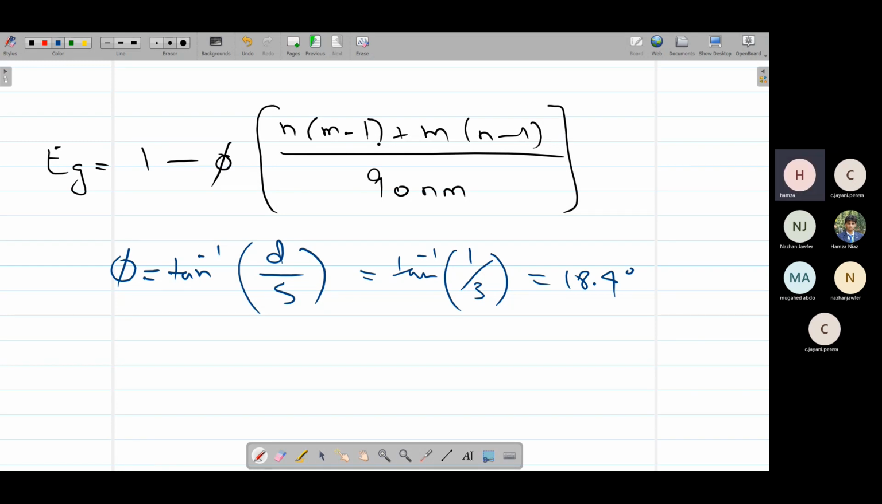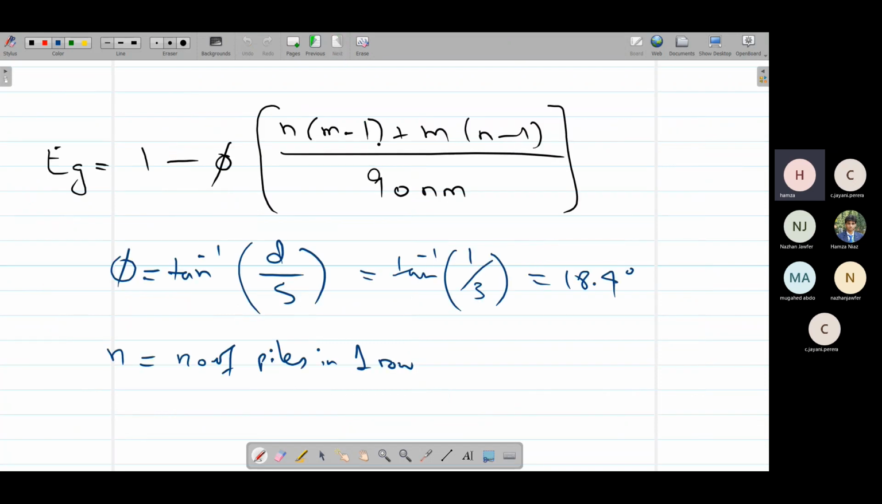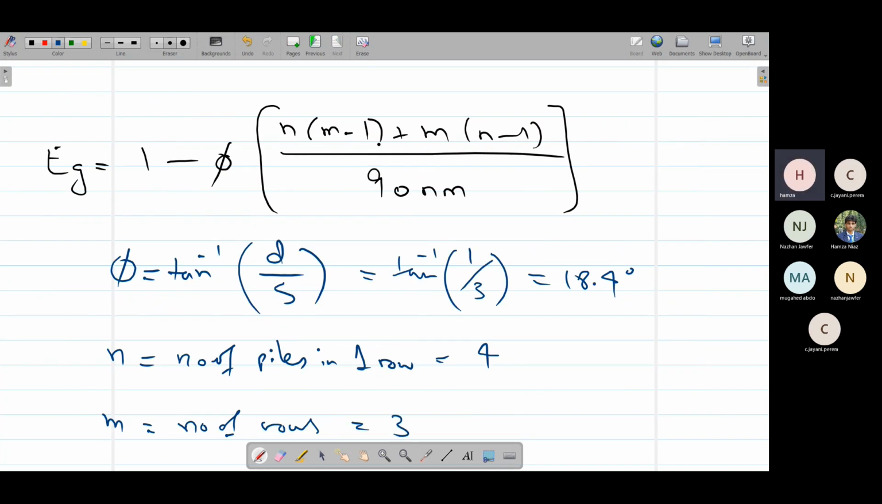So now what is the n value? N value is the number of piles in one row. For example, in the first row, if we check, the piles are 1, 2, 3, 4. So there are 4 piles in one row, so n value would be 4. Similarly, m is the number of rows. How many rows are there? The rows are 1, 2, 3. 3 rows are present, so m value is 3.